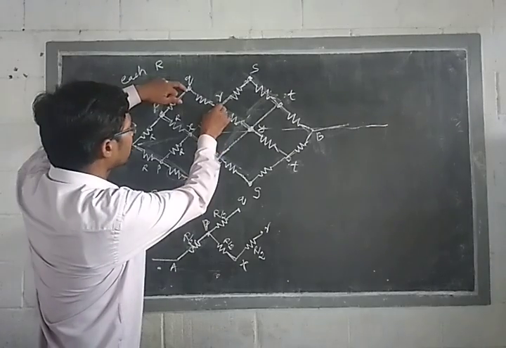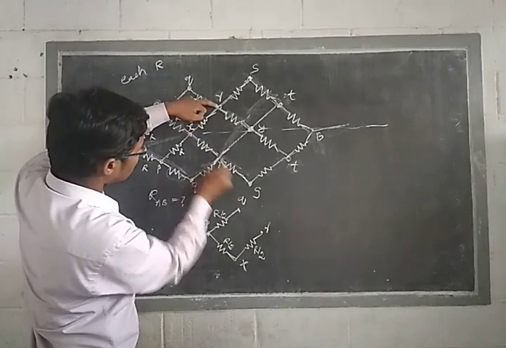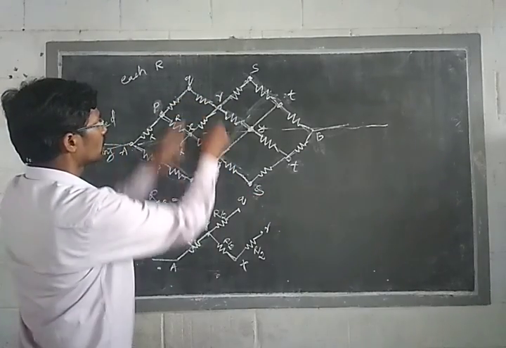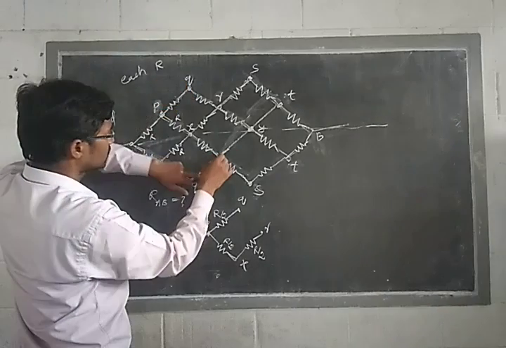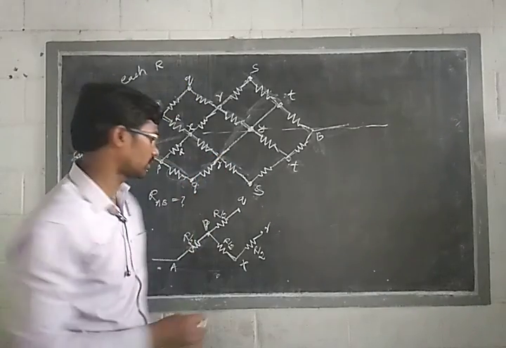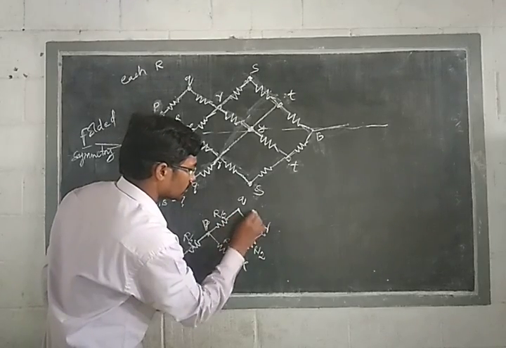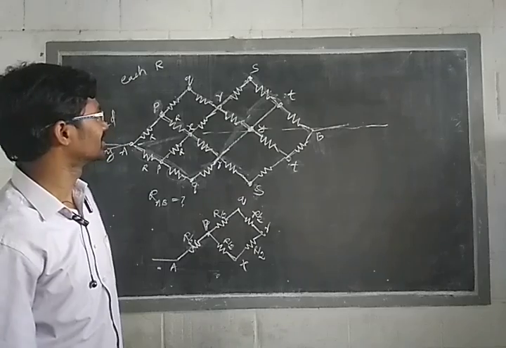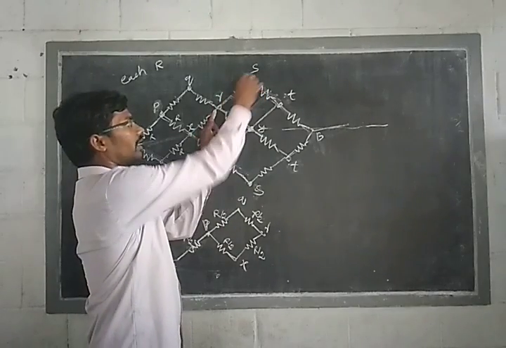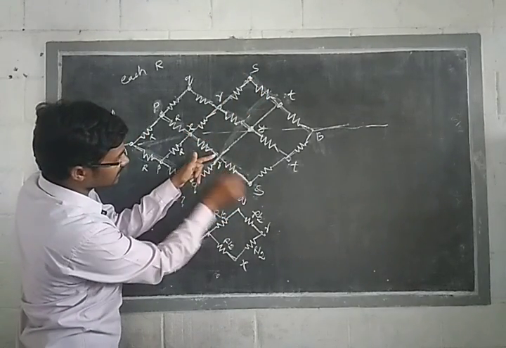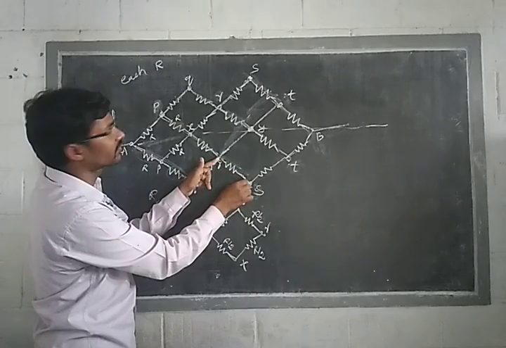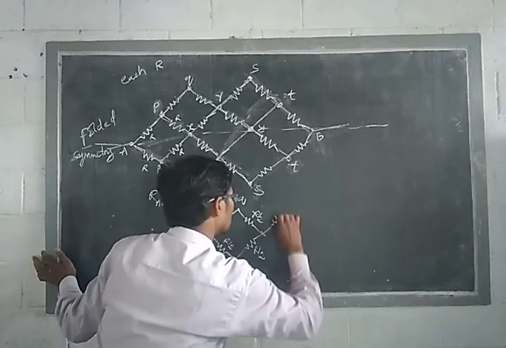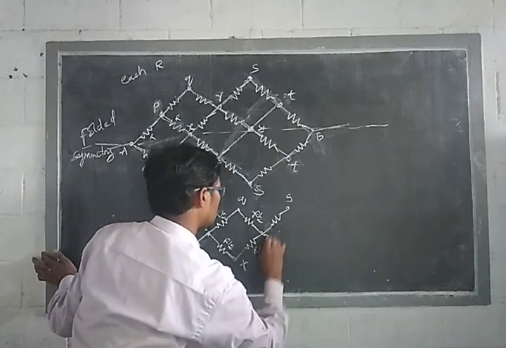Next, R and Q. R and Q have the same potential difference, and this one and this one are in parallel combination, so R by 2. Are you clear, students? Next, what do we have? S and R. Here we have S and R with the same potential difference. Then this one and this one are in parallel combination. So this is S, R, and it is R by 2.